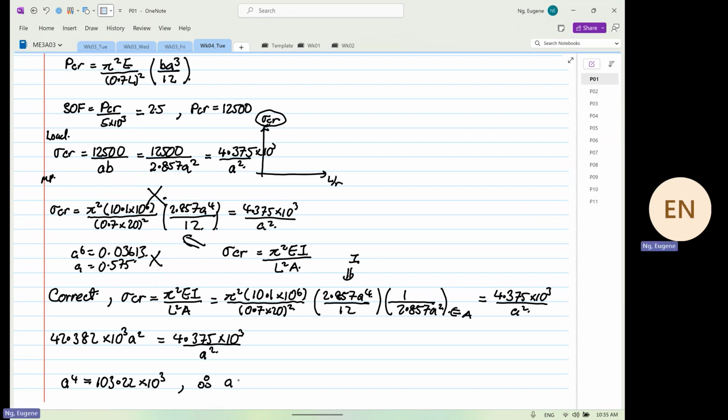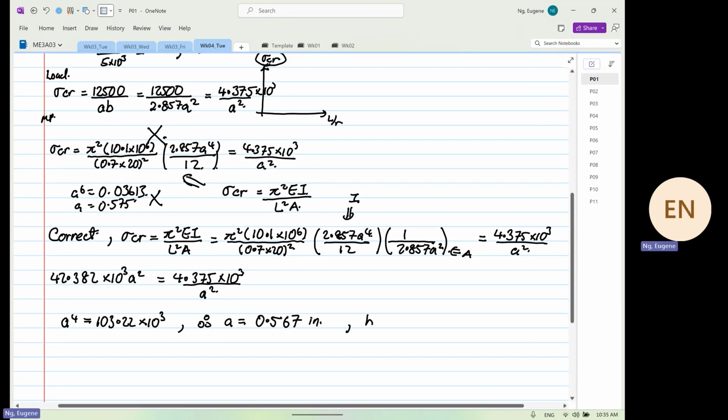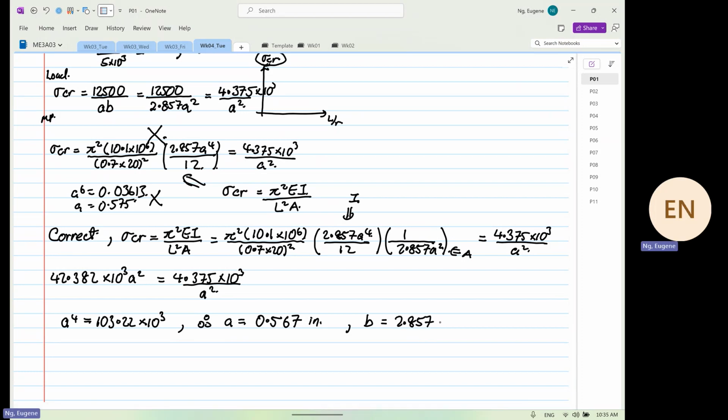Therefore, A will be equal to 0.567 inches. And B will be equal to 2.857 multiplied by 0.567. So 2.857 times 0.567 is equal to 1.62 inches.